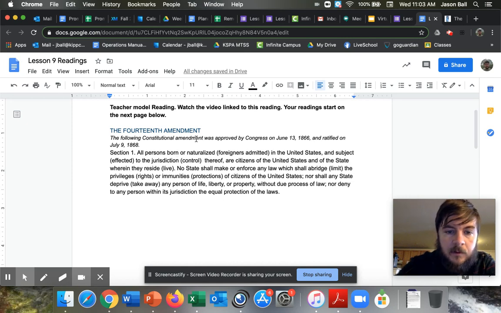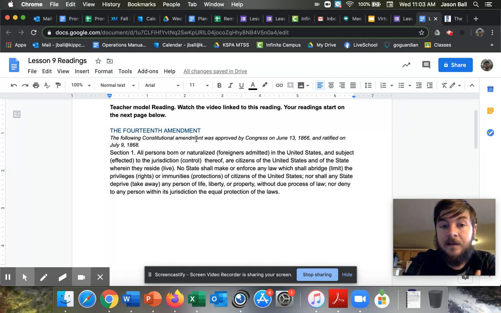All persons born or naturalized, which means like a foreigner or immigrant who comes here and becomes part of the country, in the United States, and subject, which means impacted or affected, to the jurisdiction, which is like control thereof, are citizens of the United States and the state wherein they reside, which means live. So taking it one step at a time, the first sentence in Section 1.